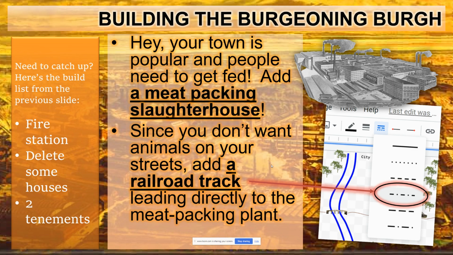Here we go. But either way, go ahead and place a meat packing slaughterhouse and make sure you add a railroad track if necessary. If you've already gone and put it by your railroad track, fantastic. If not, add a railroad track directly leading to that meat packing plant. And from there, we've got meat for everybody. Hallelujah.